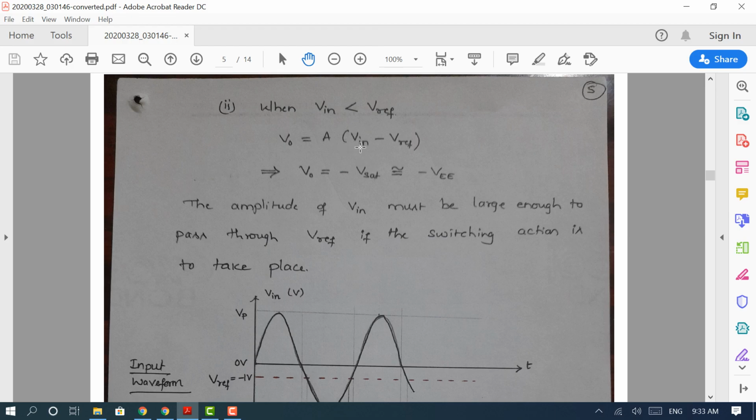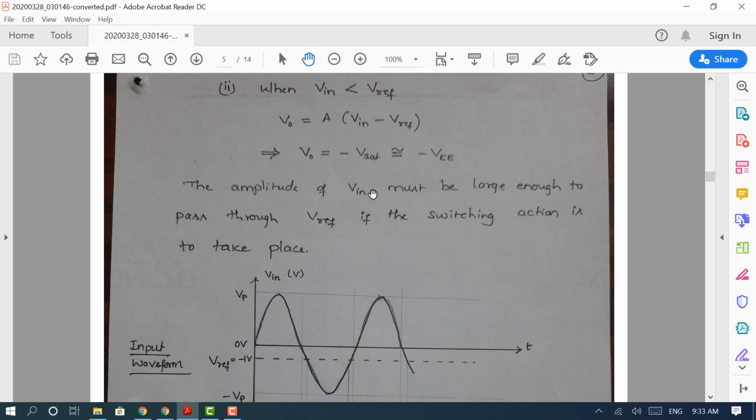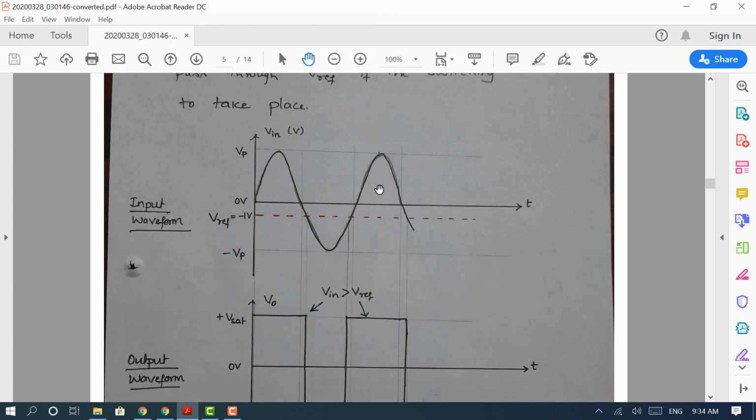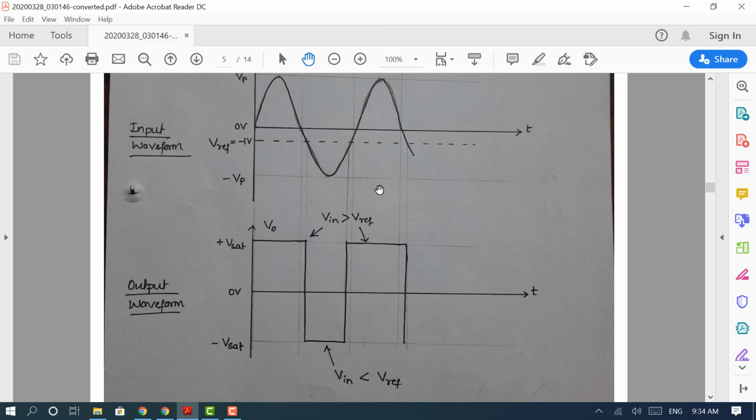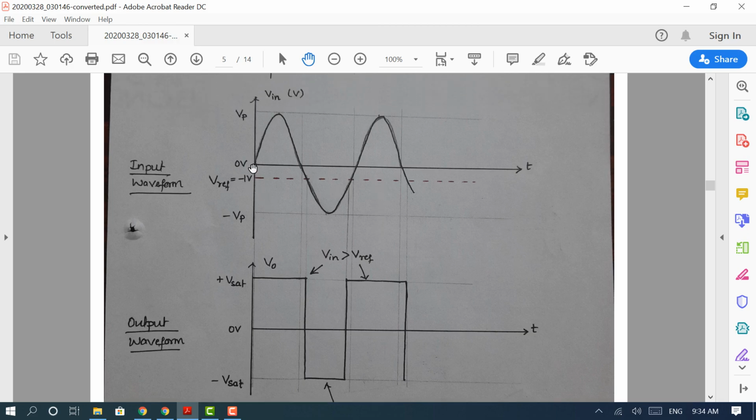In such case, output goes to minus saturation, which is approximately equal to minus V. This can be better understood with the help of the waveform shown here. Once again, the input V in is a time varying signal, but in this case we have chosen the reference voltage as minus 1 volt. Now we will see what happens when the input is greater than the reference voltage and when the input is less than the reference voltage.